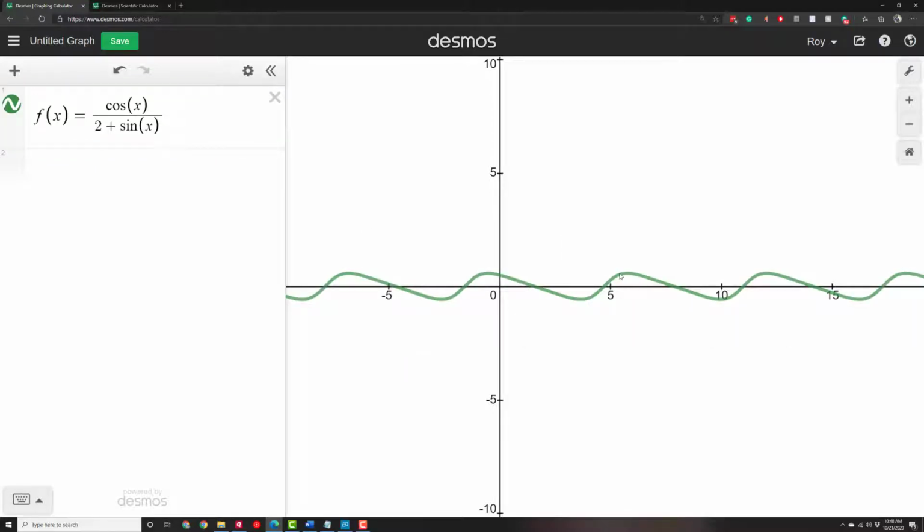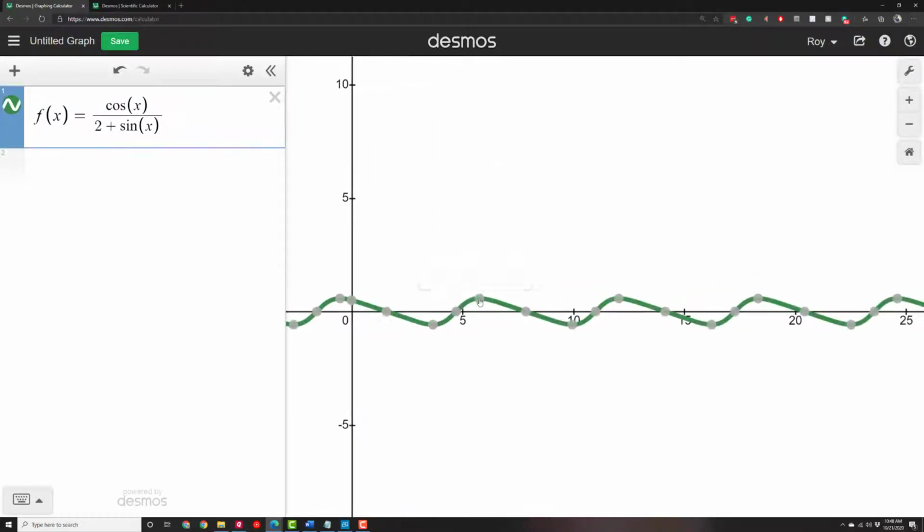Let's look at the maximums here, and notice that all I have to do is click. I have a maximum at 11 pi over 6, and then another one at 23 pi over 6, and another one at 35 pi over 6. The question is, how far apart are those? The distance between 23 pi over 6 and 11 pi over 6 is 12 pi over 6, so that's 2 pi. That's a distance of 2 pi.